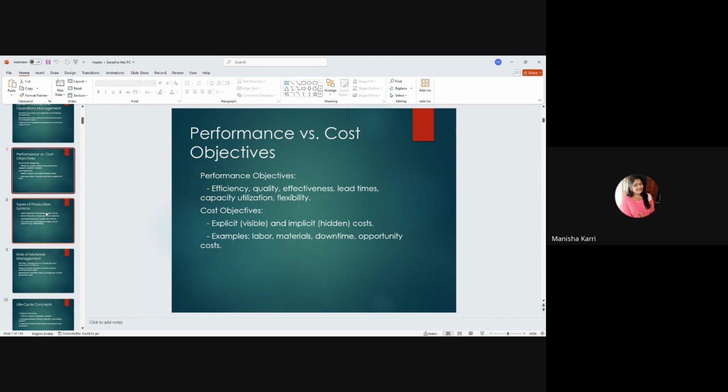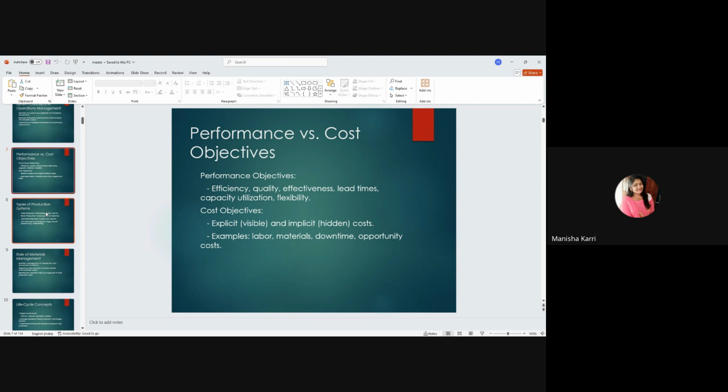And lead times, which means reducing the time taken to produce a product or deliver a service from start to finish. Capacity utilization: using the full potential of resources like machines, staff, and some other things, without overloading or underusing them, using them efficiently.